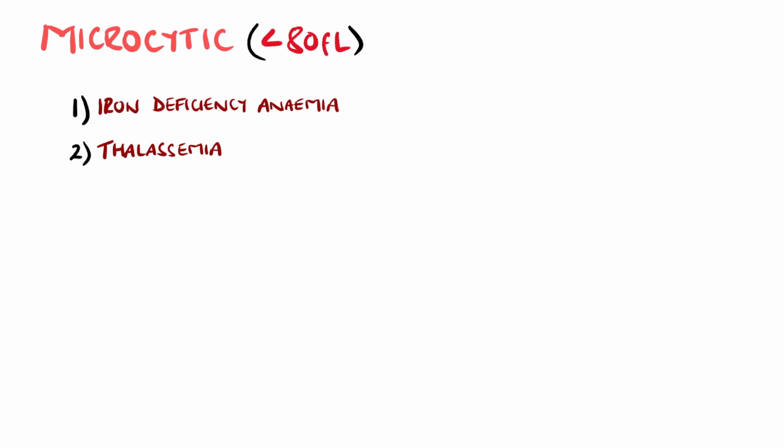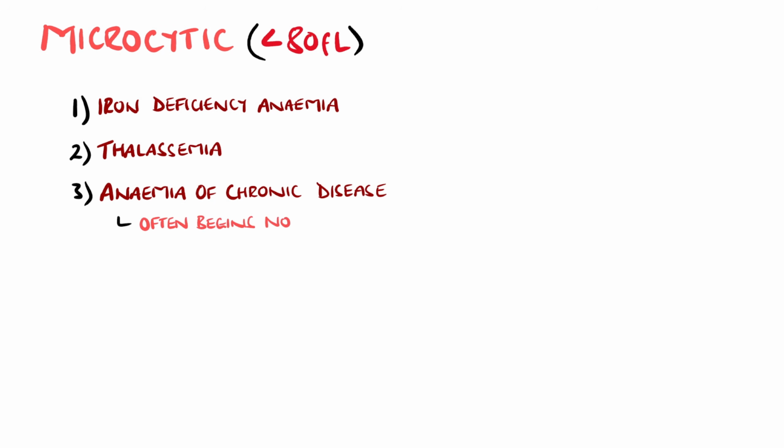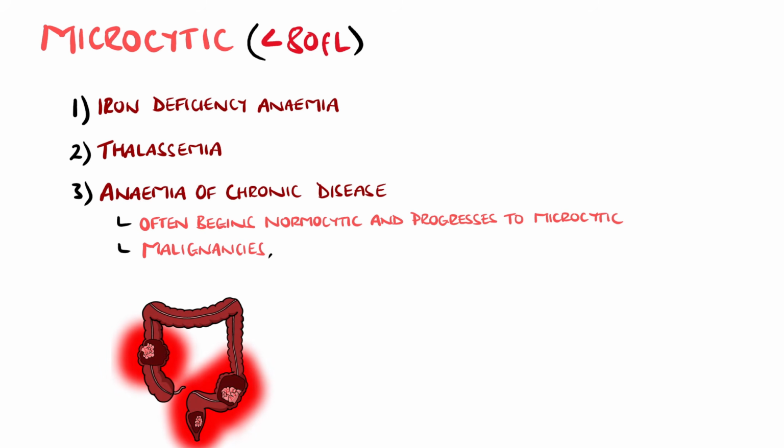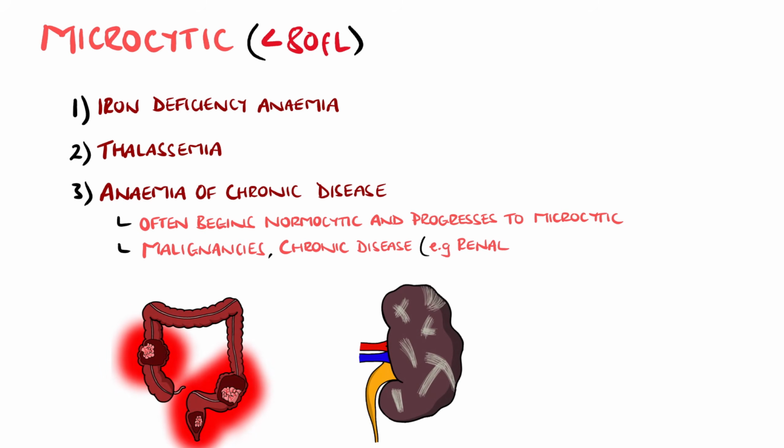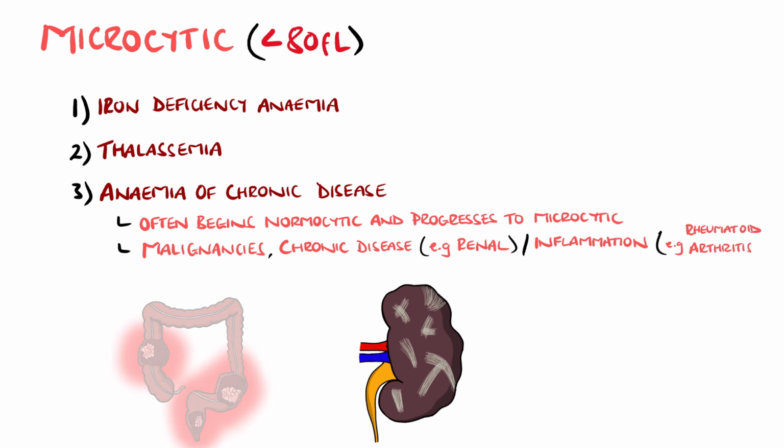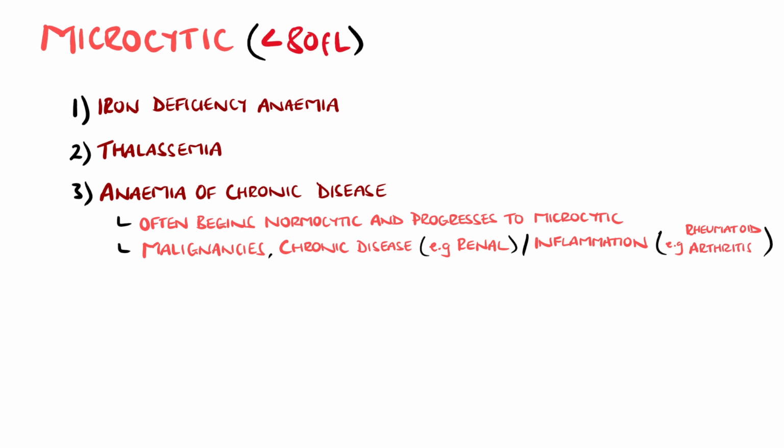Next, we have anemia of chronic disease or inflammation. This generally begins as a normocytic anemia but progresses to microcytic. It involves having conditions such as malignancies or chronic diseases like renal disease, where there may be a lack of erythropoietin that stimulates red blood cell production, or inflammation like rheumatoid arthritis.